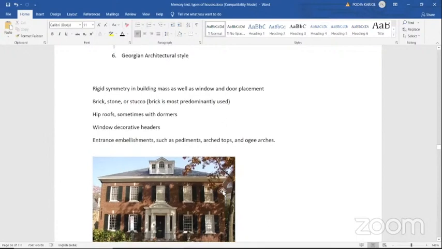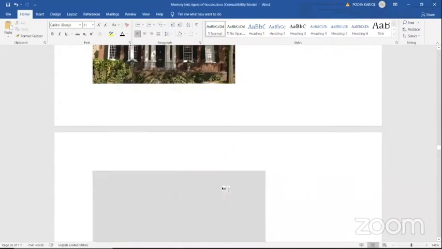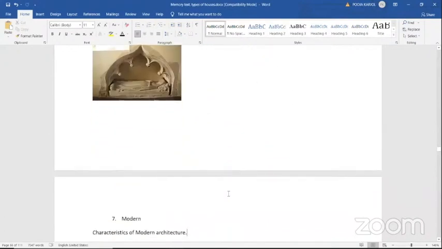Georgian architecture style. Rigid symmetry in building, as well as window and door placement. There is no order maintained everywhere. Brick, stone, or stucco, hip roofs, dormers are used. Window decorative headers, here it's not there. Door, you can see, entrance embellishments like pediments, arch tops, and ogee arches. These are the pediment and ogee arches which we have done before.